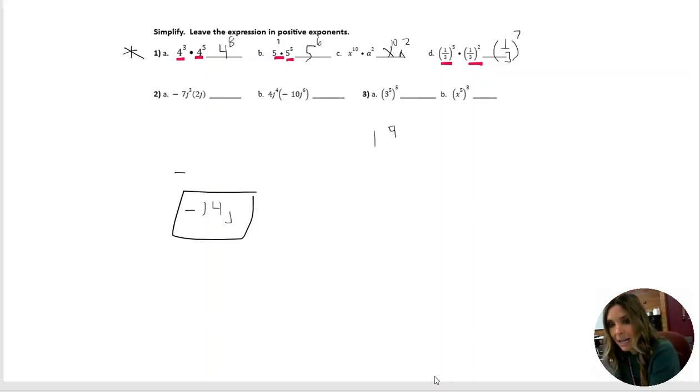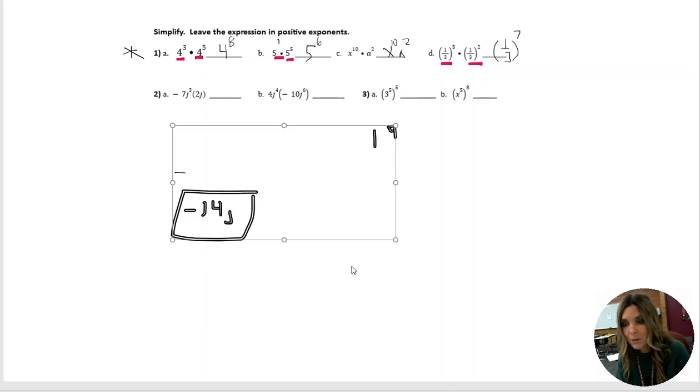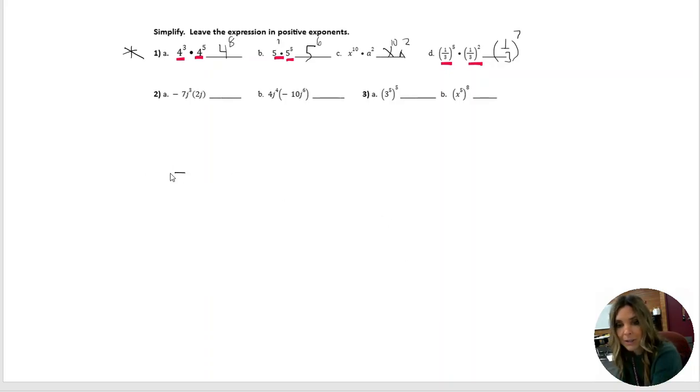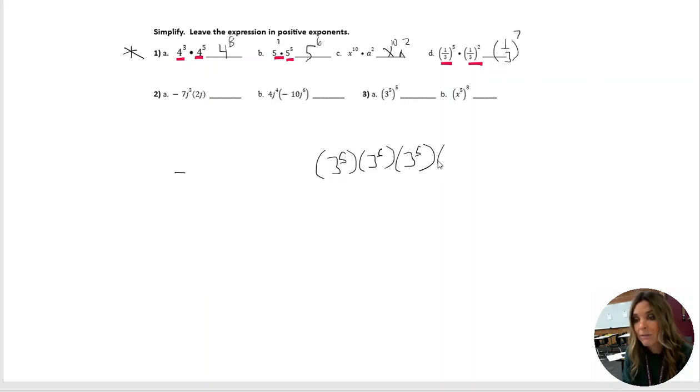power of a power. So when you have 3 to the 5th in your parentheses, and that is raised to the 5th power, I want to expand this out for you so that you really understand what's happening. That is 3 to the 5th being multiplied by itself 5 times. Okay, that's what 3 to the 5th looks like. And then you can see these are all like bases.